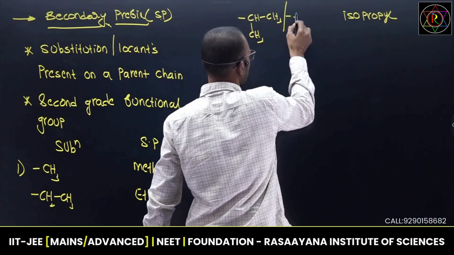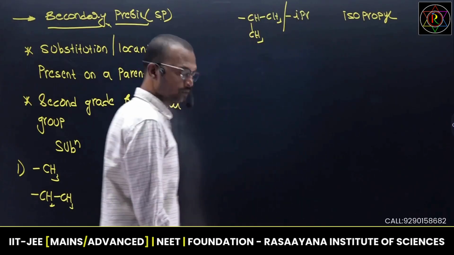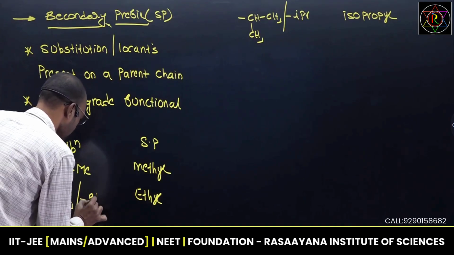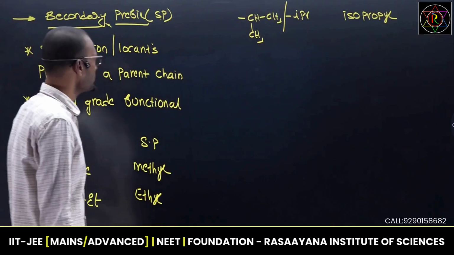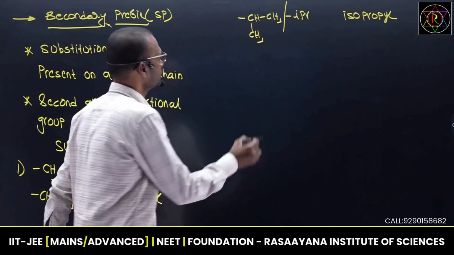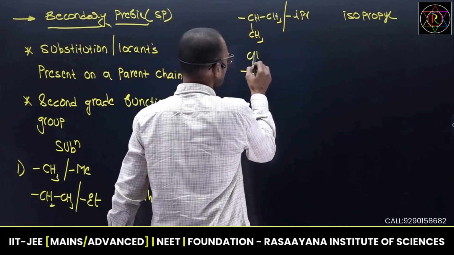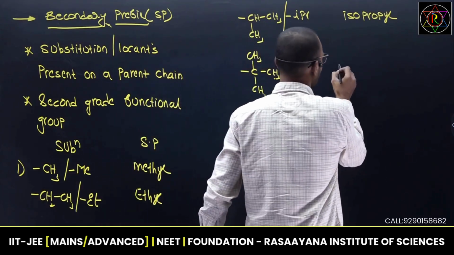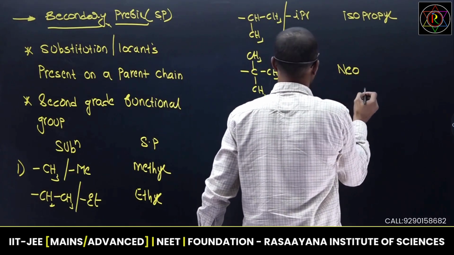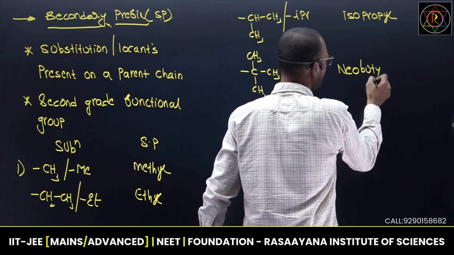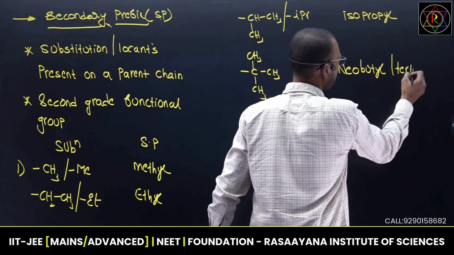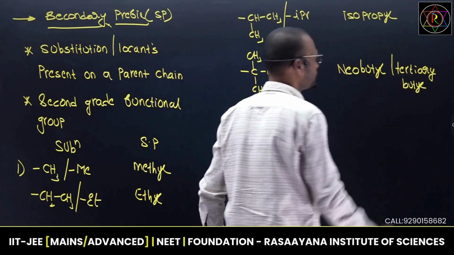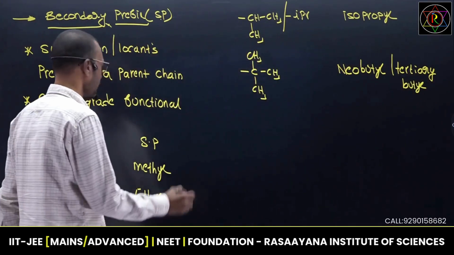Isopropyl, this is also represented IPR like this. This is represented by ME. It is represented by ET. You need to try to remember even those short forms also. Now carbon attached to 3 methyl groups, this is neobutyl, also called tertiary butyl. Neo or tertiary butyl.